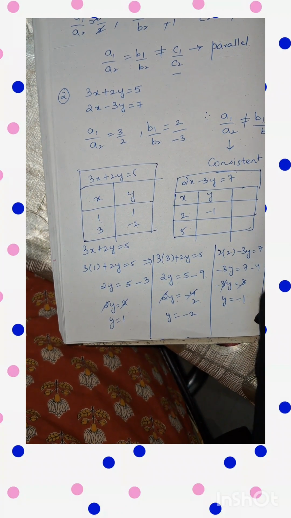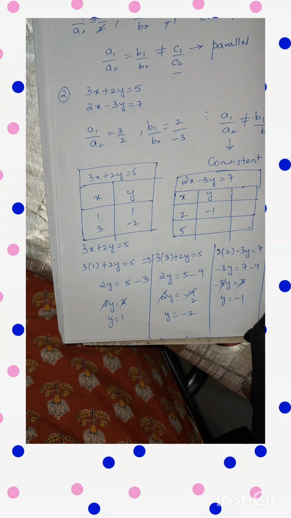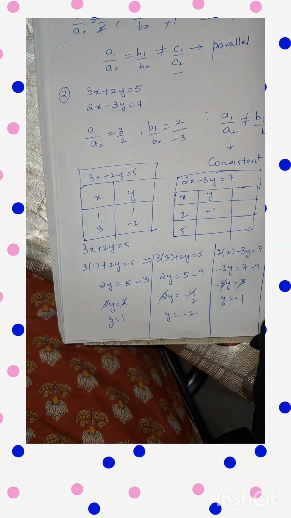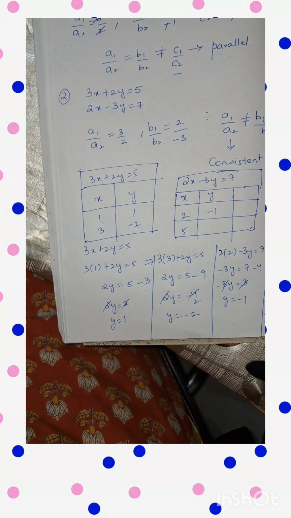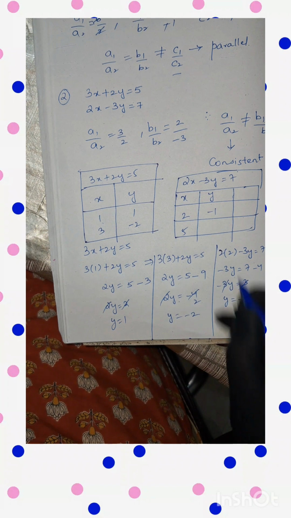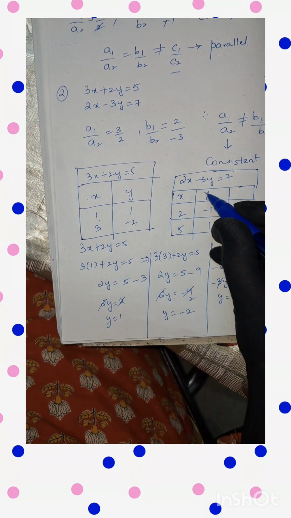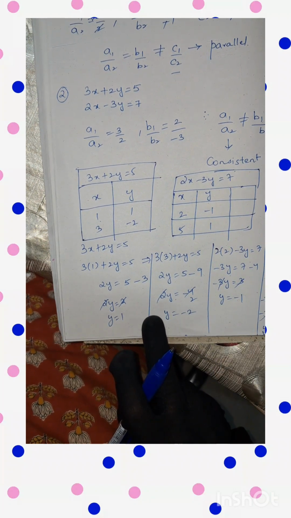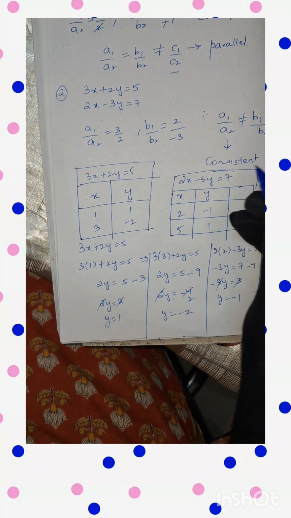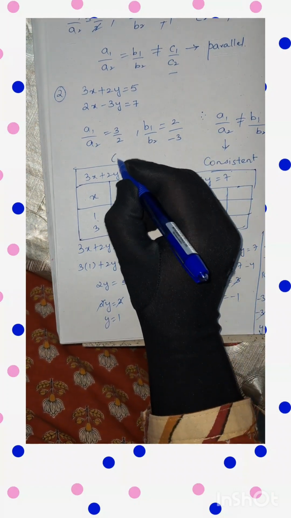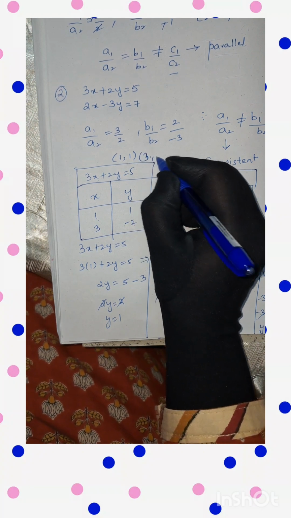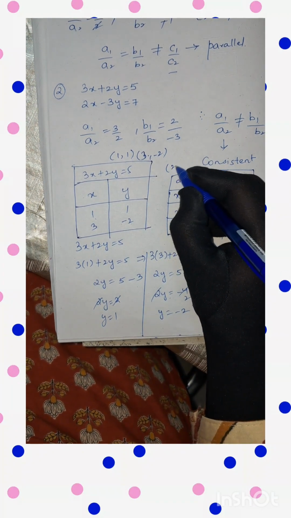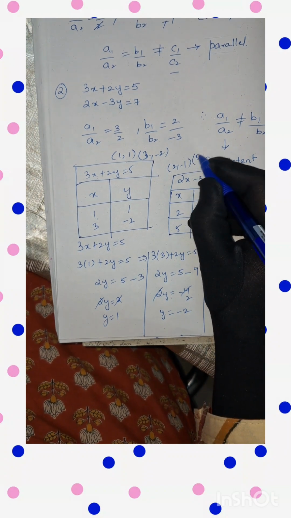Right? If x is 5, then 2 into 5 minus 3y is equal to 7. 2 fives are 10, so minus 3y is equal to 7 minus 10, which is minus 3. So y will be 1. So we have two points to represent on the graph. For the first equation we have 1 comma 1 and 3 comma minus 2. For the second we have 2 comma minus 1 and 5 comma 1.